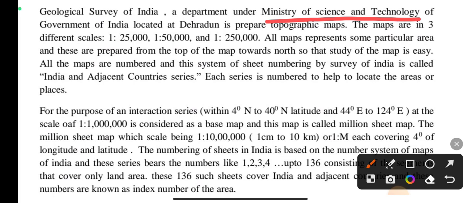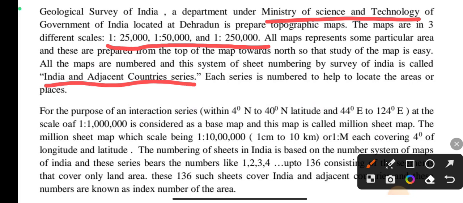And it prepares topographic maps. The maps are in three different scales: 1:25,000, 1:50,000, and 1:250,000. All maps represent some particular area, and these are prepared with the top of the map towards north so that study of the map is easy. All the maps are numbered, and this system of sheet numbering by Survey of India is called the India and Adjacent Countries series. We read this in NCERT too. Each series is numbered to help locate areas or places.